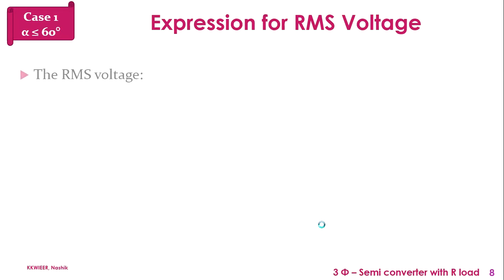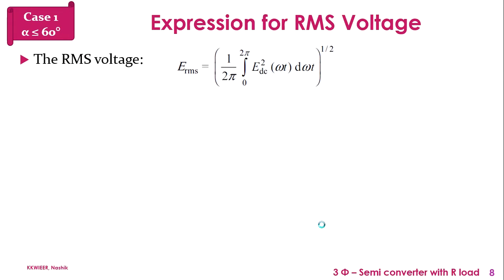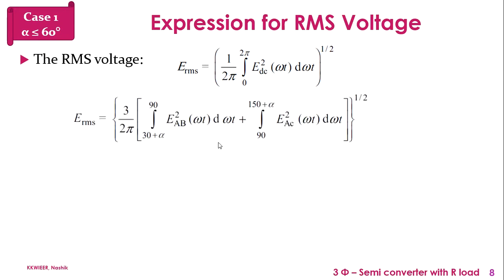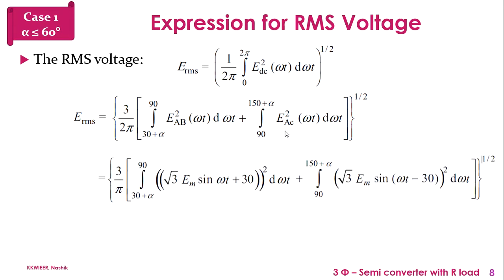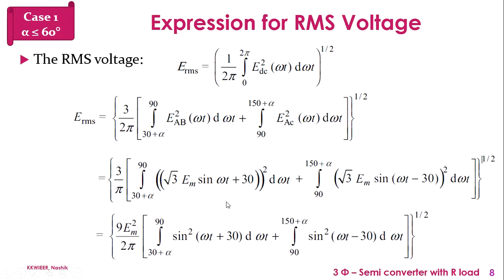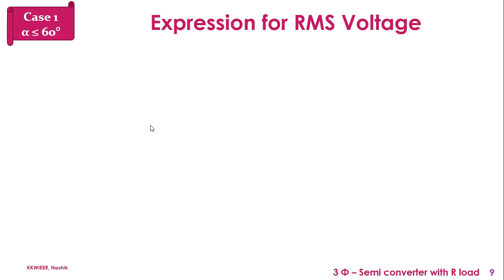Again the case 1, which is given by this expression 1 by 2 pi integration of E square dc d omega t. So here again EAB square plus EAC square and putting the limit. For the next expression, substituting the value of EAB and EAC, which is a line to line voltage, we will get this expression, and then squaring this inside bracket term, we will get this expression.